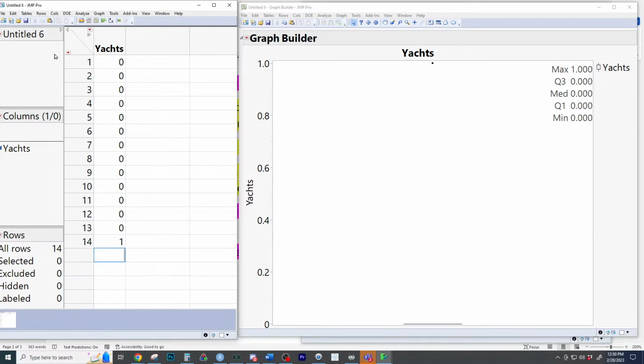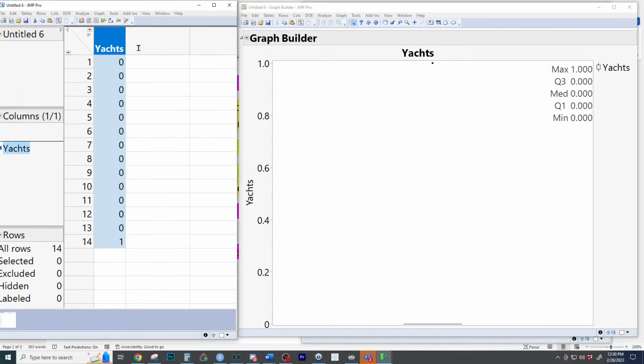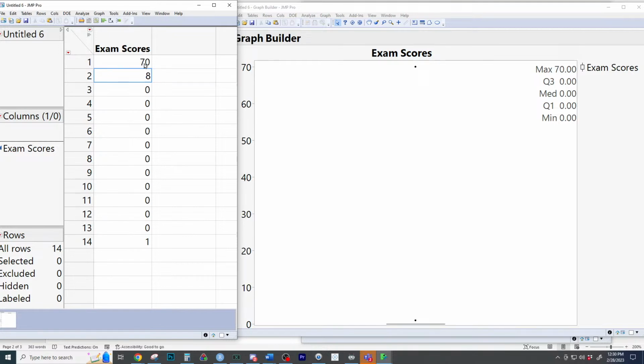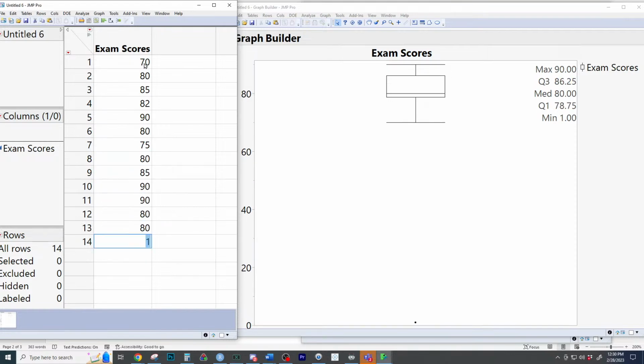So we'll change this over here to exam scores. That's interesting, because there's so little variation down here that even the owning of one yacht makes you an outlier. Let's go over here to exam scores, which now we're not going to be zeros. On these exam scores, we're going to put in something like 70, 80, 80, 85, 82, 90. You can see the box plots start to build right there. 75, 80, 85, 90, 90, 80, 80, 80.